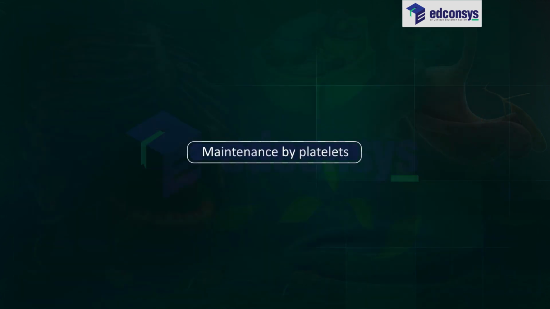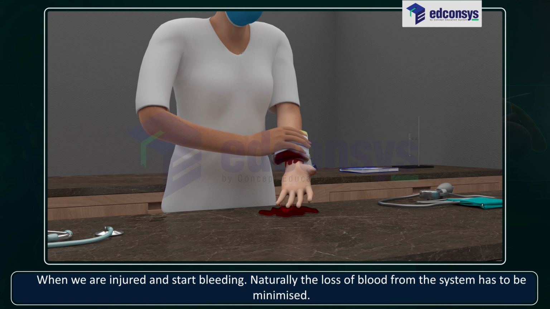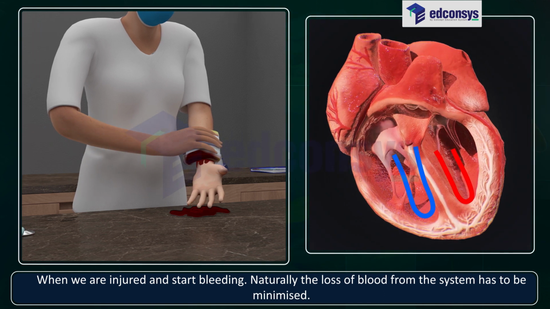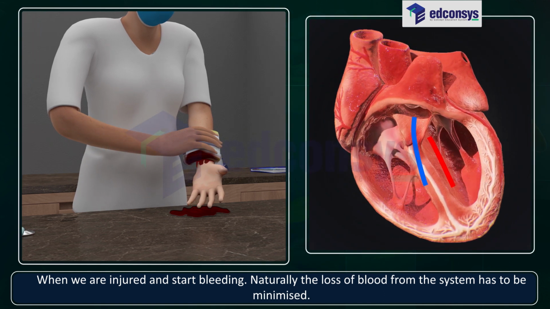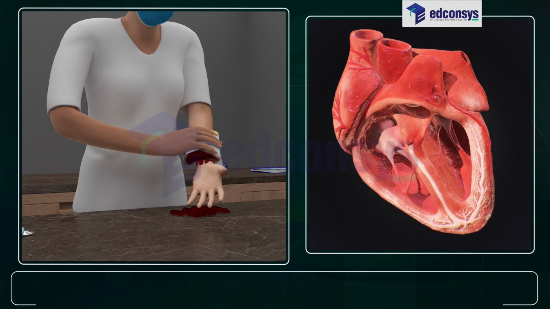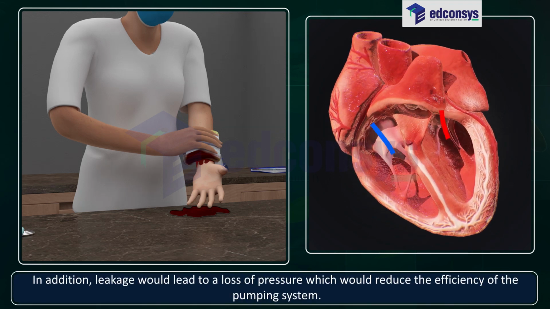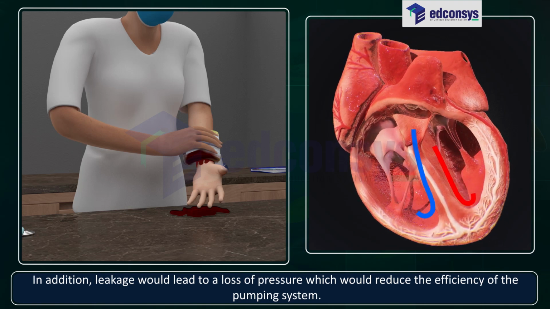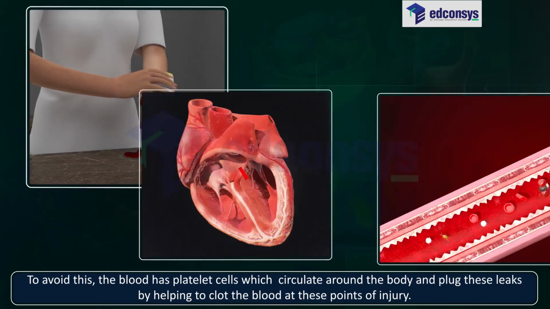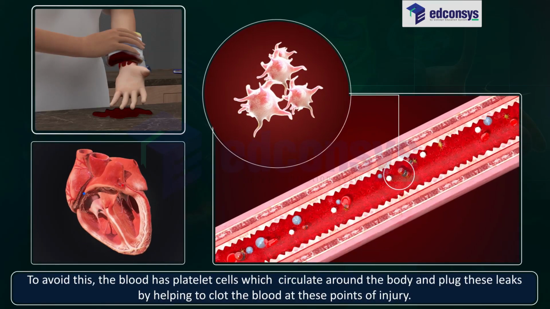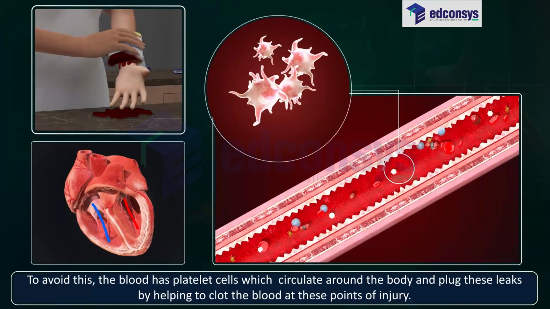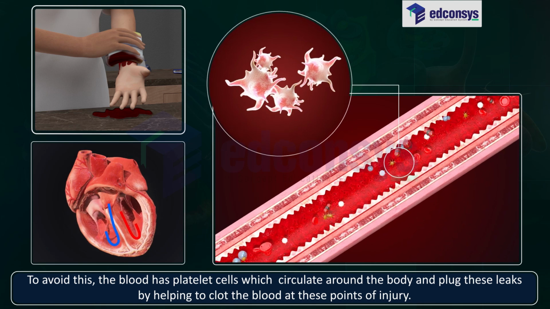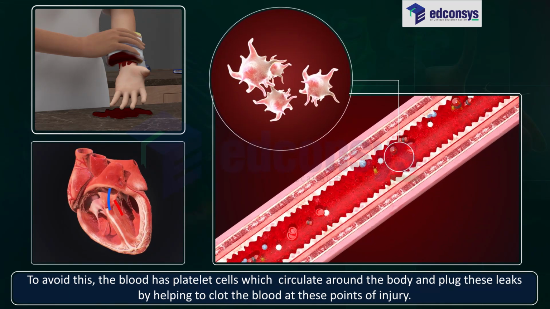Maintenance by platelets. When we are injured and start bleeding, naturally the loss of the blood from the system has to be minimized. In addition, leakage would lead to a loss of pressure, which would reduce the efficiency of the pumping system. To avoid this, the blood has platelet cells which circulate around the body and plug these leaks by helping to clot the blood at these points of injury.